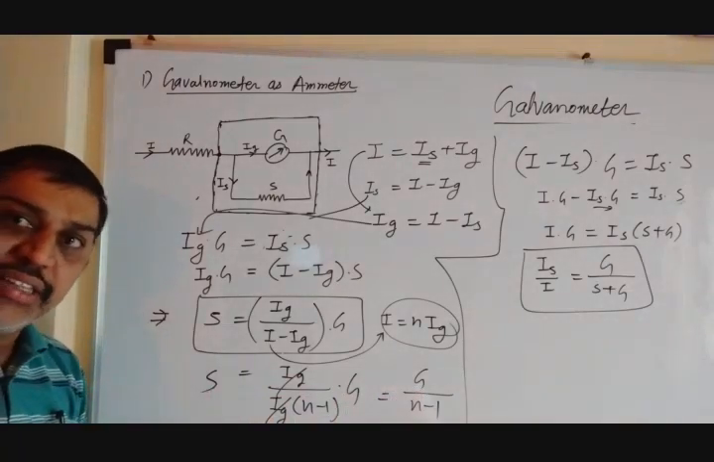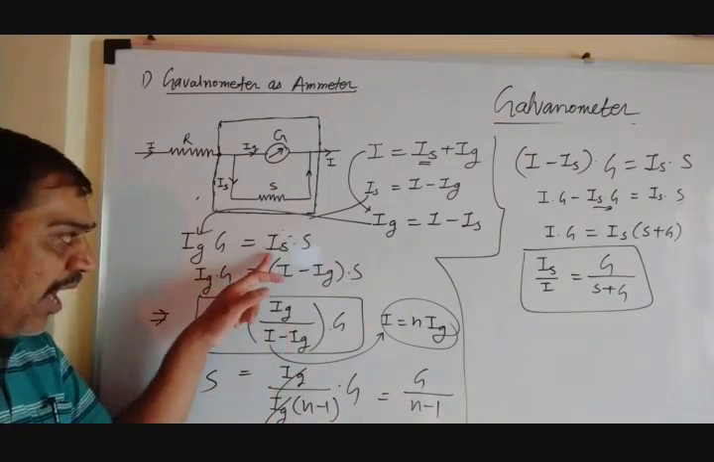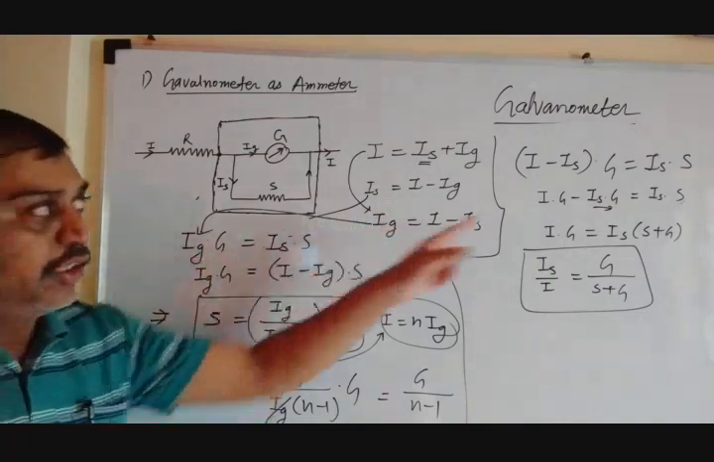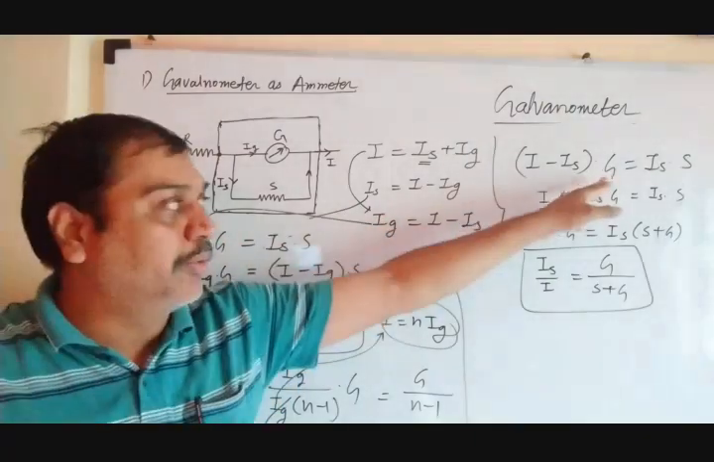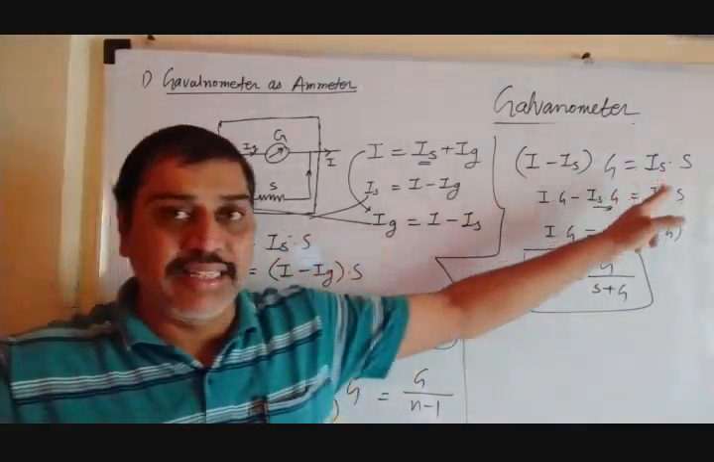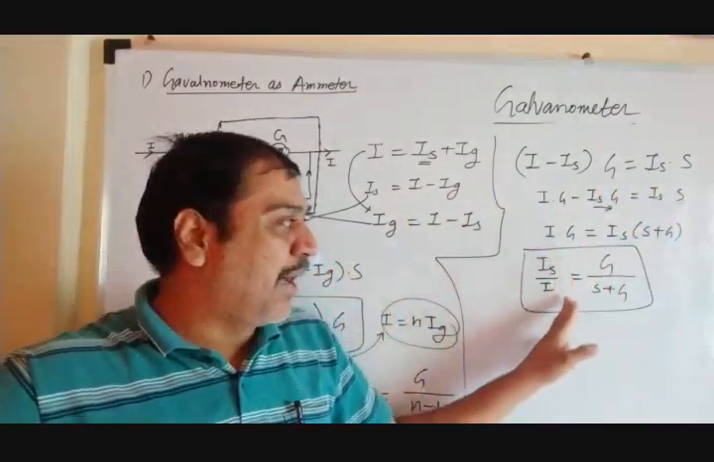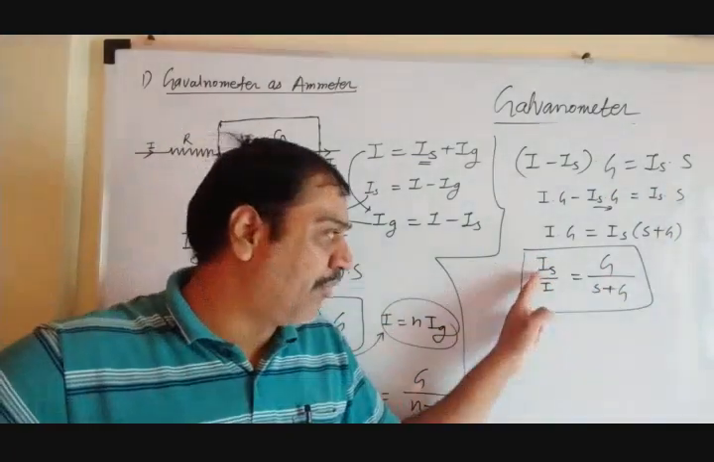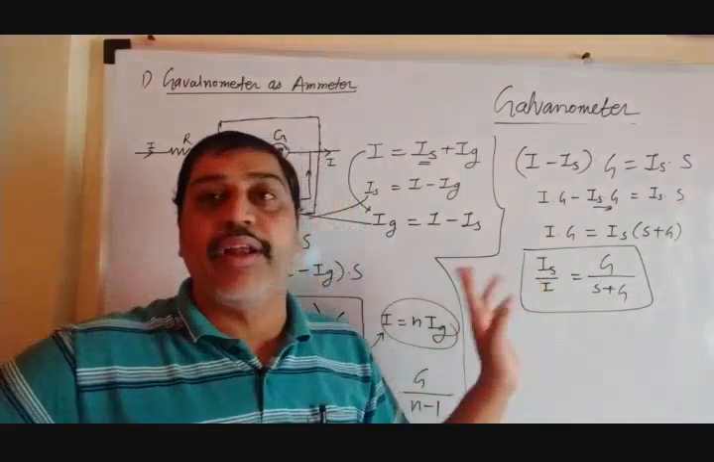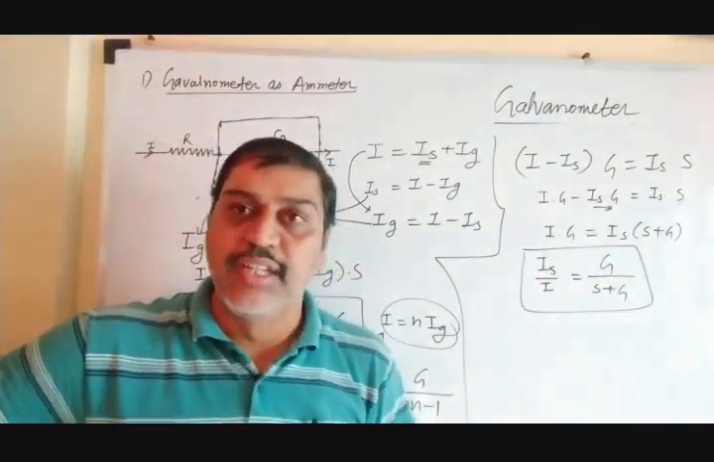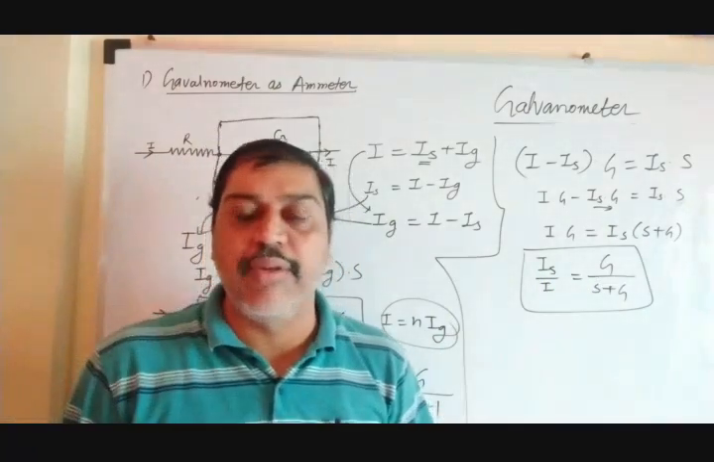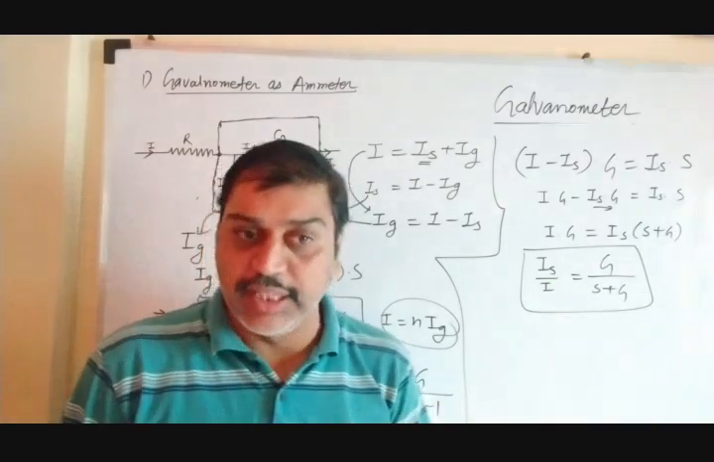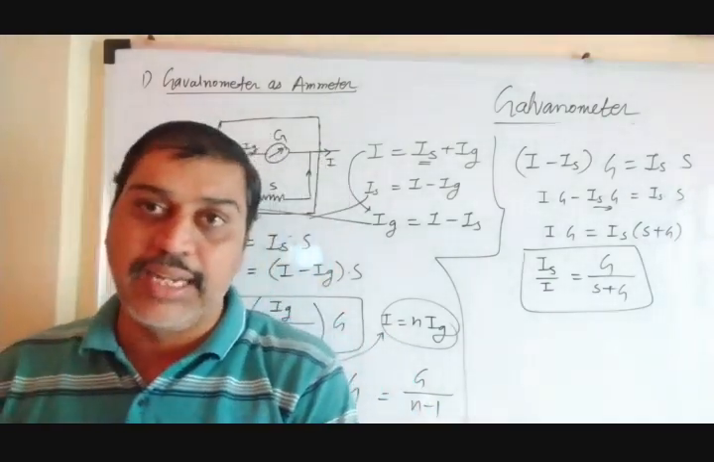Another way, we can modify the equation. Instead of putting the value of Is from this, if we put Ig here, I minus Is into G equals Is into S as it is. Solve it and find out Is by S, it comes to be G divided by S plus G. Or from this we can find Is also. Move this I here, and we get the current flowing through the shunt resistance. So in this fashion, we can convert a galvanometer into an ammeter to measure the current.